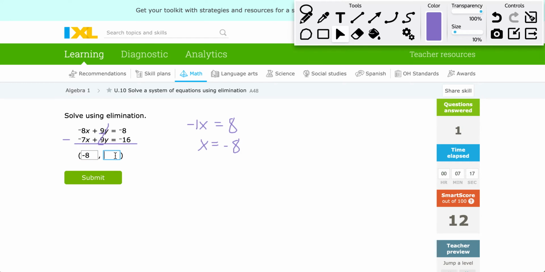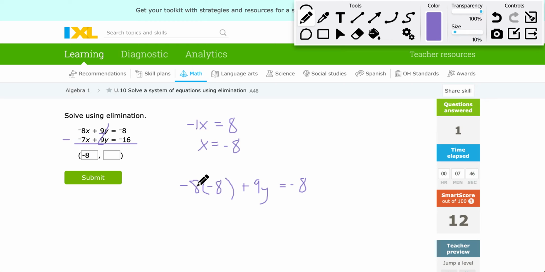And then in my second one, I need to plug in negative 8 into either of these to solve. Let's go with the top one this time. Negative 8 times, instead of x, the x gets replaced with what we just found, another negative 8, plus 9y equals negative 8 again. That seems to be a theme here.